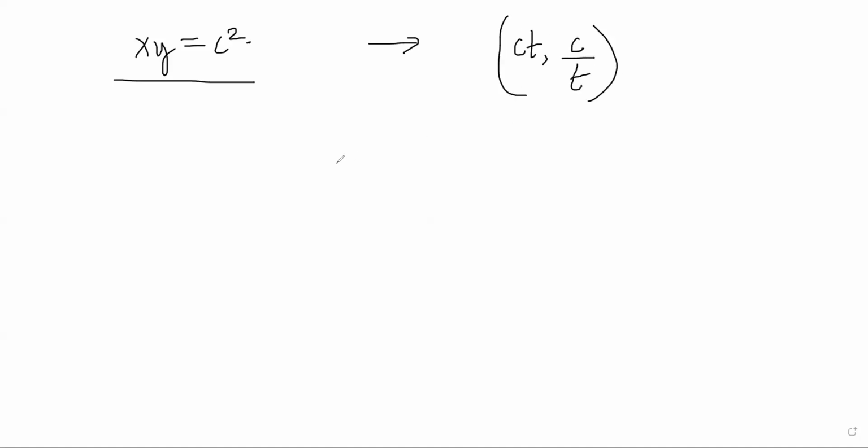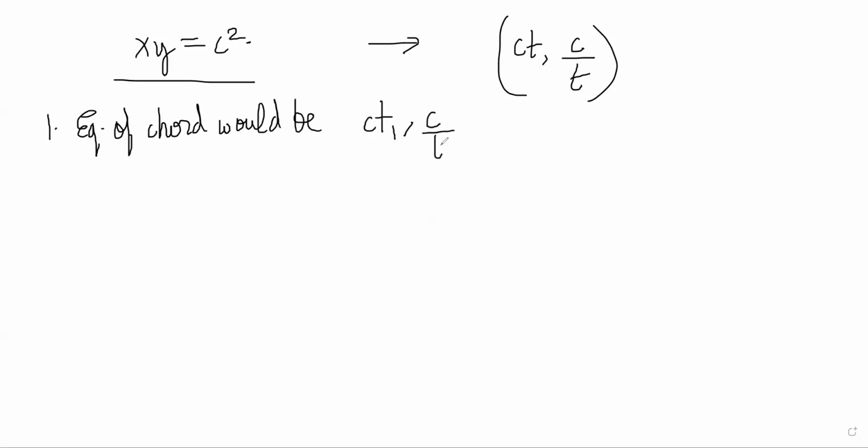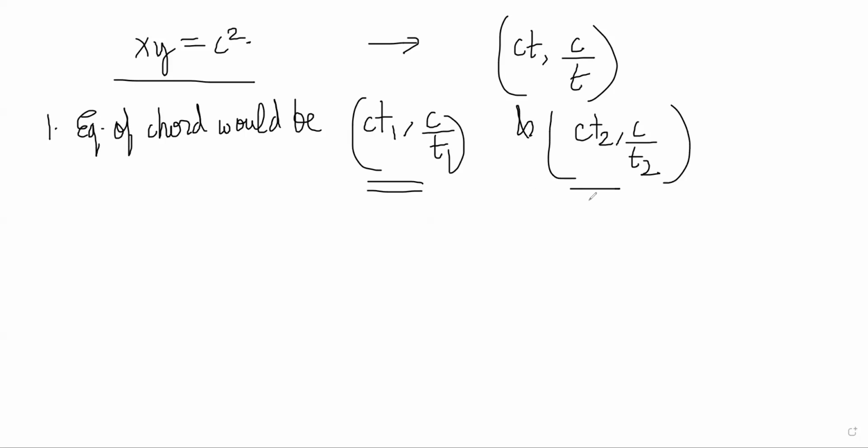Now, suppose we have rectangular hyperbola equation like this. Here, the parametric points for this hyperbola can be taken as ct and c by t. And you can follow the same methods that we did earlier to find all of the things that you need. For example, equation of chord would be the line equation connecting ct1 comma c by t1 and another point ct2 comma c by t2. So you just take these two parametric points on the curve and draw the equation between them.